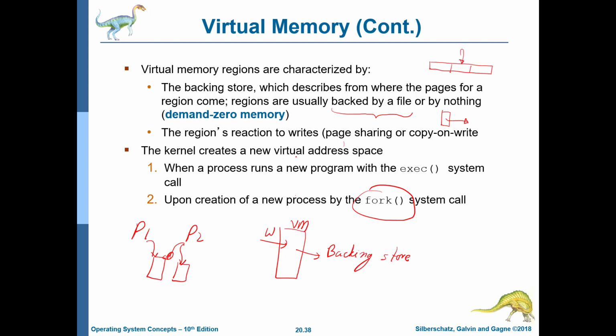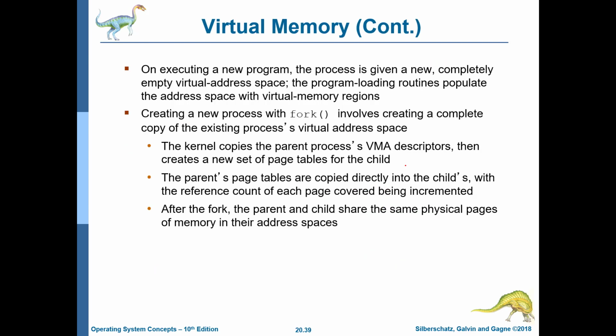But the kernel can also create a new address space with a new program when we are executing the exec system call. So at that point of time, when the exec system call is executed, of course a new memory map is created corresponding to the code of the new program. So on executing the new program, where the operative word being new over here, an empty virtual address space is created where the program loading routines will load the address space and the virtual memory regions as per the directives embedded in a new program.